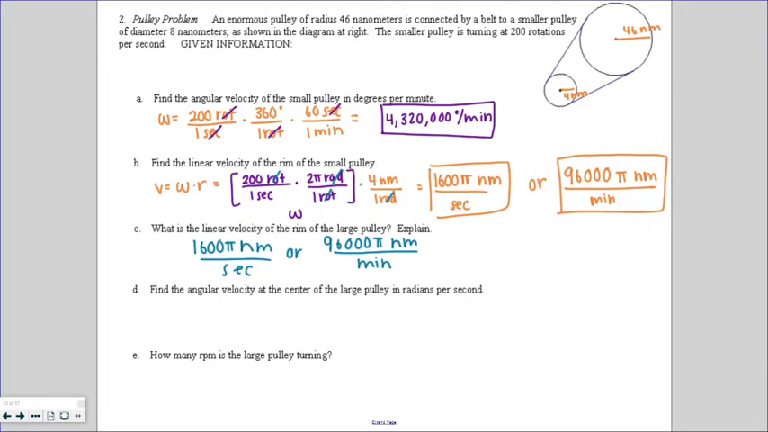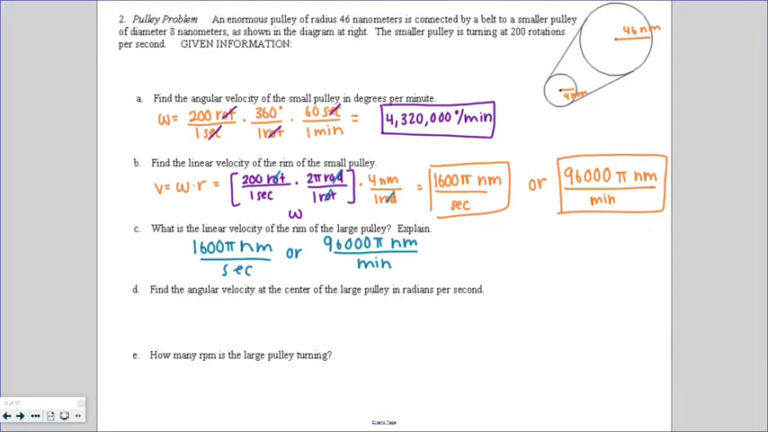And then we get to C, which is where I said leave off, because I'm going to help you guys with D. But C asks what the linear velocity of the large pulley is at the rim. Well, remember that the linear velocity is the same anywhere in the connected system. So if it is 1,600 pi nanometers per second on the small pulley, it's going to be the same on the large pulley. Okay? Or 96,000 pi nanometers per minute.